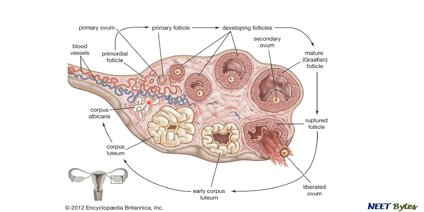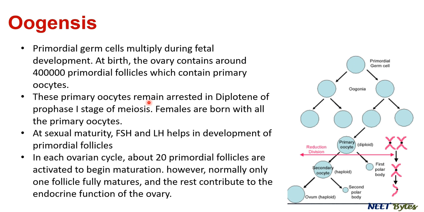Now let's talk about oogenesis. Primordial germ cells multiply during fetal development. At birth, the ovary contains around 4 lakh primordial follicles which contain primary oocytes. Mind it, primary oocyte is diploid. So these primary oocytes remain arrested in the diplotene stage of prophase 1 of meiosis. So all females are born with primary oocytes in which the cell is arrested at diplotene of prophase 1.